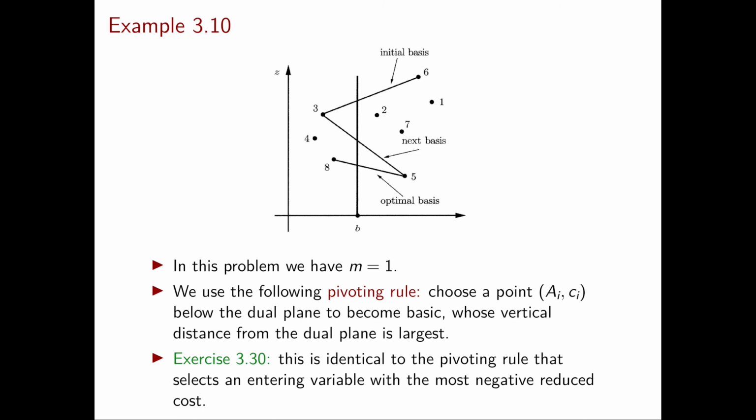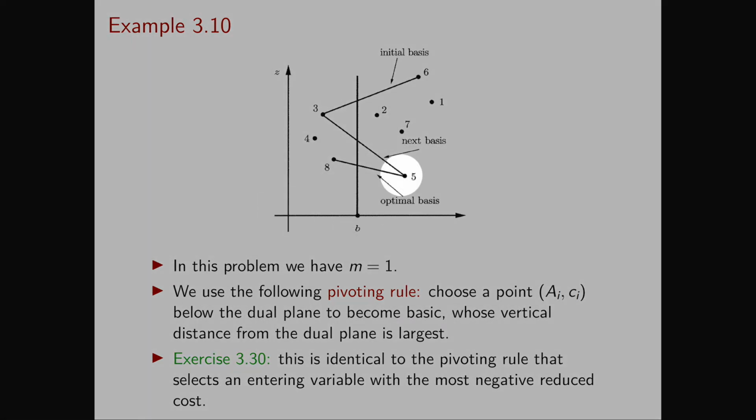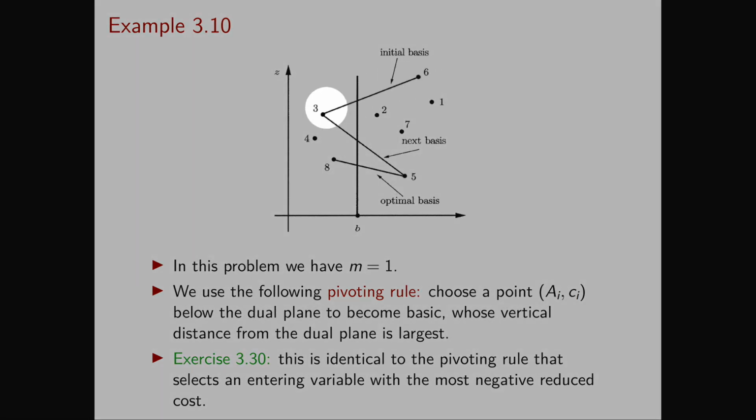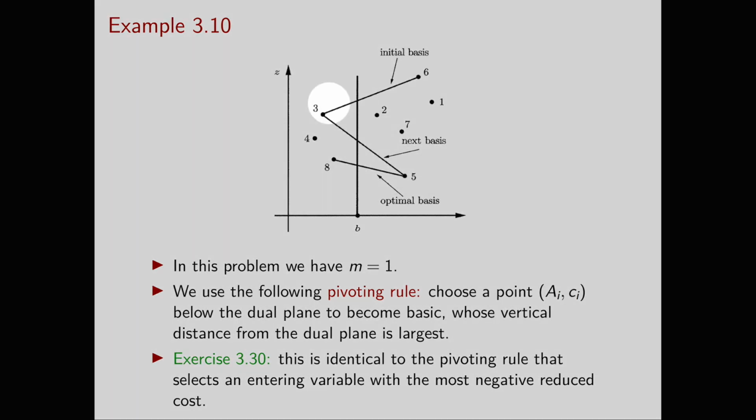To obtain an understandable picture, we need to have at this point m equal to 1. So our picture loses one dimension as opposed to the previous examples. The points from 1 to 8 in the picture are my points A_i, C_i. So in particular, it means that I have n equal to 8. In this lower dimensional case, our simplices will be one-dimensional. And let's say that our initial basis has the variables 3 and 6 in the basis. So our initial basic simplex is the segment 3, 6.